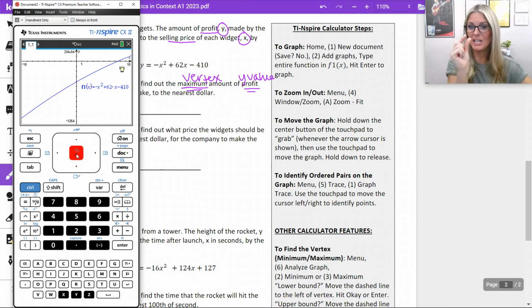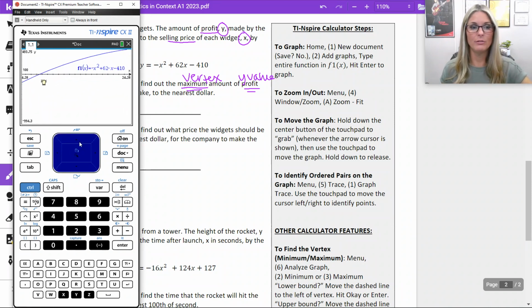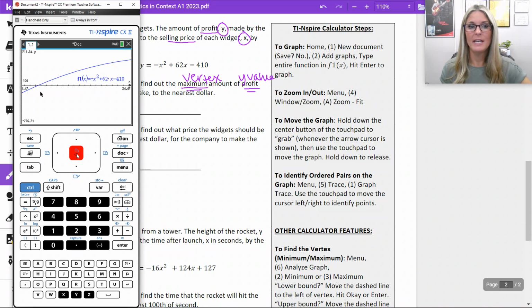As long as you had a cursor, like a mouse cursor, click and grab. And then you can use that touchpad to pull it over where you want to see it. And then to let it go, just press and hold that center button again. And I'm starting to get very close to our vertex.